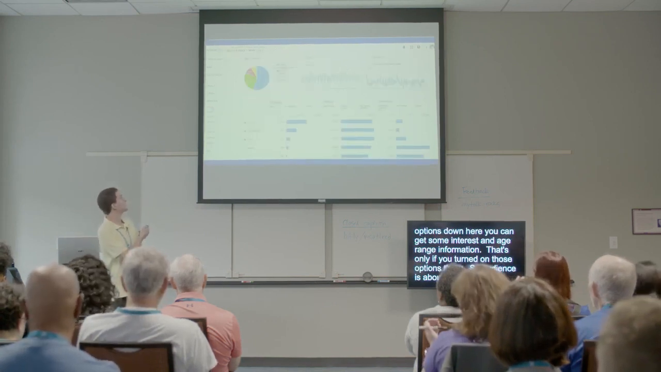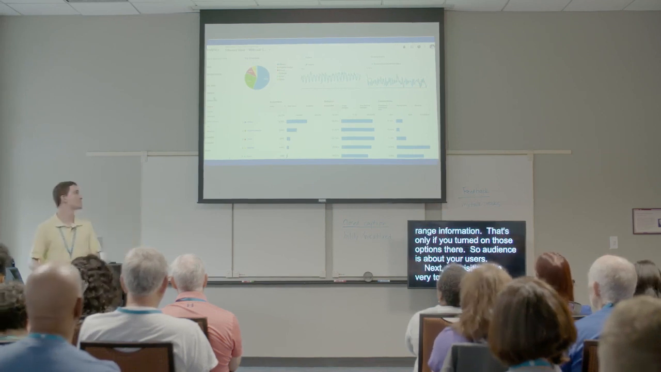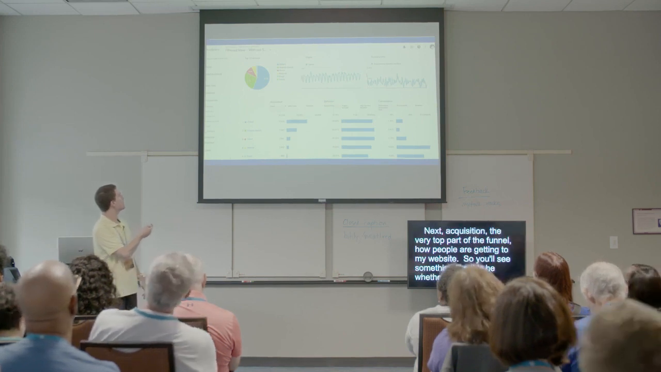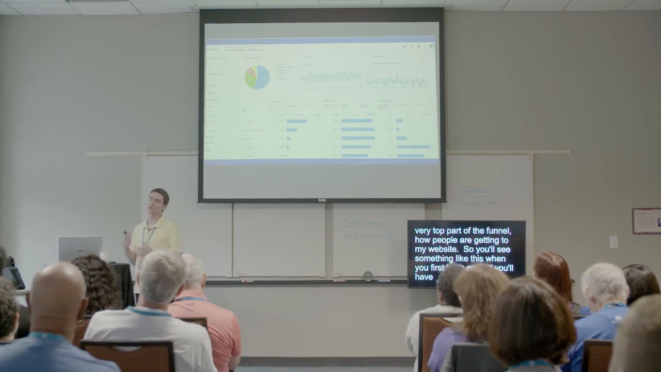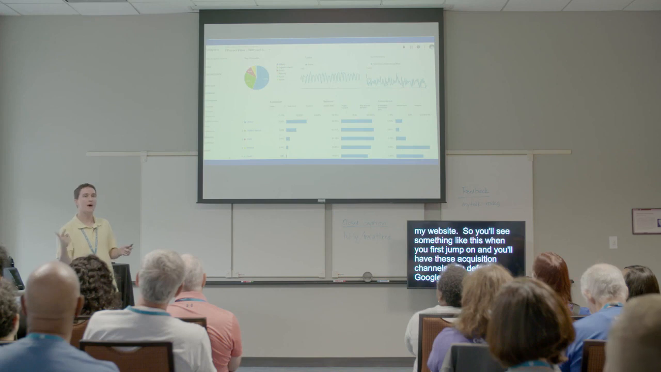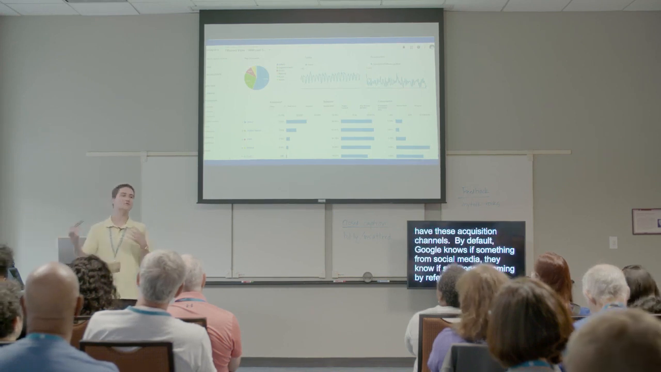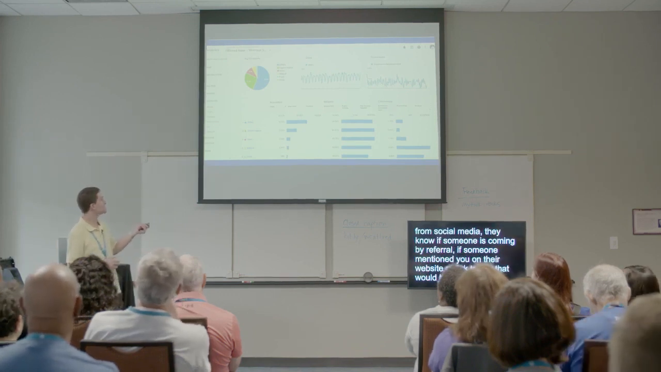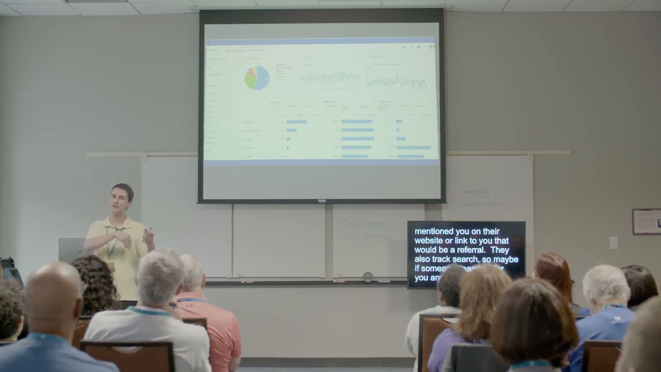Next, acquisition. That's the very top part of the funnel: how people are getting to my website. You'll see something like this when you first jump on, and then you'll have these acquisition channels. By default, Google knows if something's coming from social media, in most cases. They know if someone's coming by referral, so if someone mentions you on their website or links to you somewhere, that would be a referral. They also track search, so maybe someone searches for you, you show up in the search listings, and they get to your website.